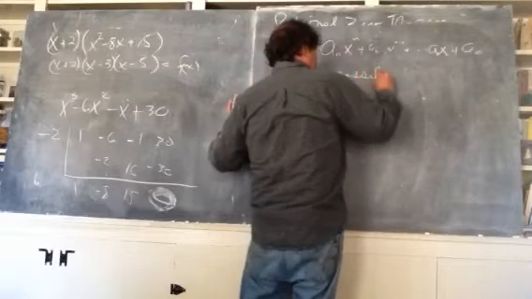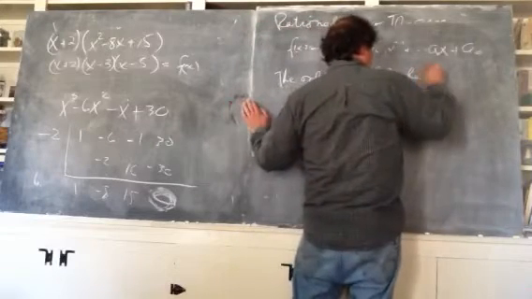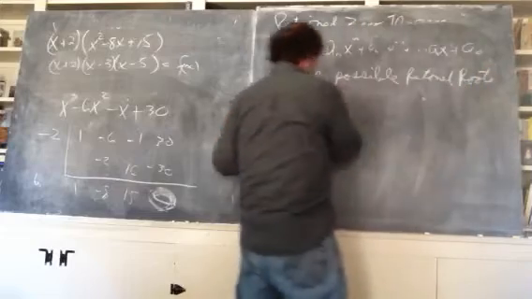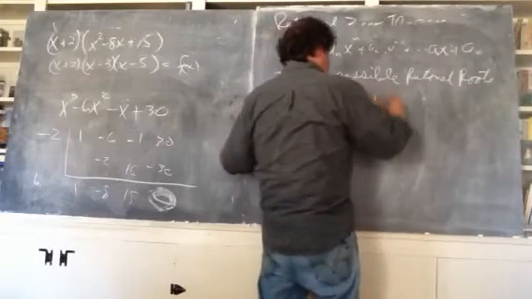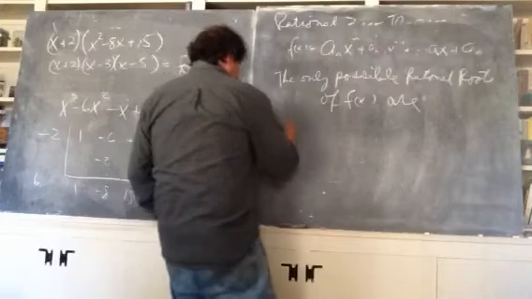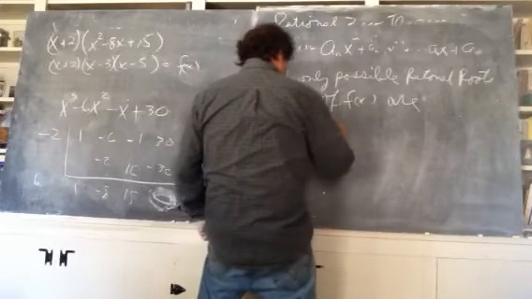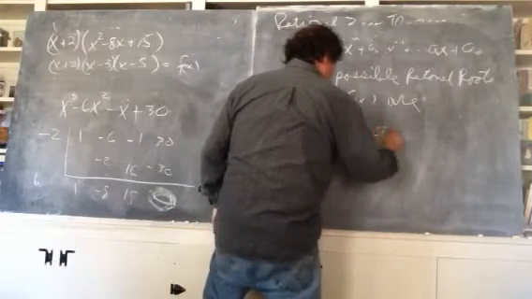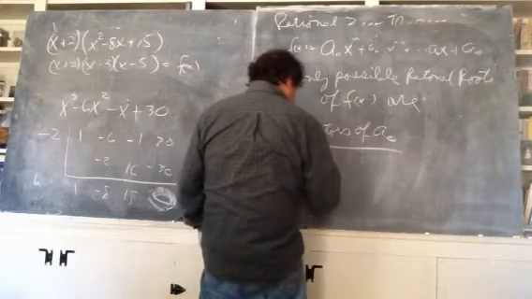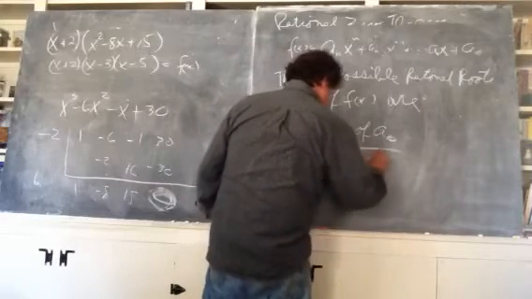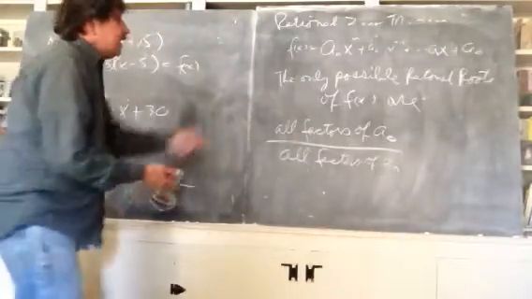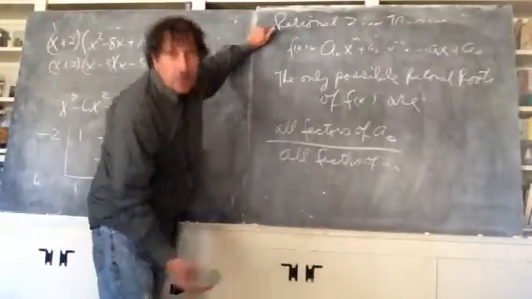rational roots of this polynomial are all the factors of a sub 0, and it's harder to write than it is to talk about, divided by all factors of a sub n. So, what the heck? What does that mean? This is just a way to list possible factors.